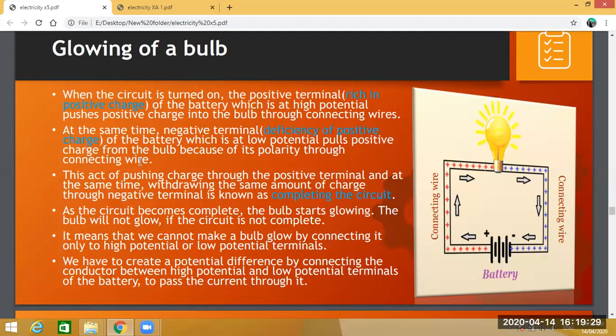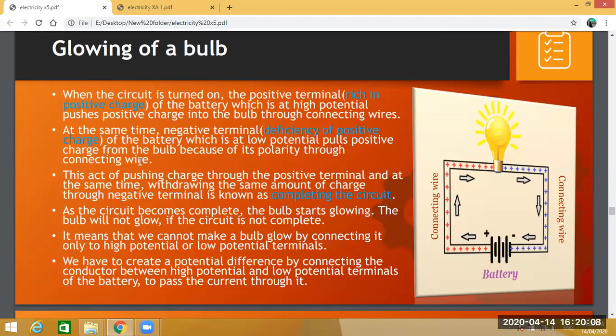It means that we cannot make a bulb glow by connecting it only to a high potential or only to a low potential. If you connect the bulb only with a high potential, then the bulb will have only high potential and there is no way for the charge to flow. If we connect the other terminal of the bulb with low potential, then charge will flow from high potential to low potential. This purpose is fulfilled by a device called an electric cell or battery.